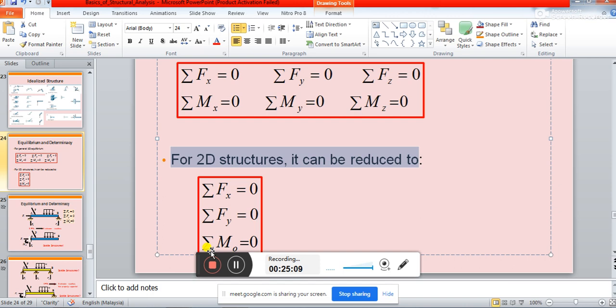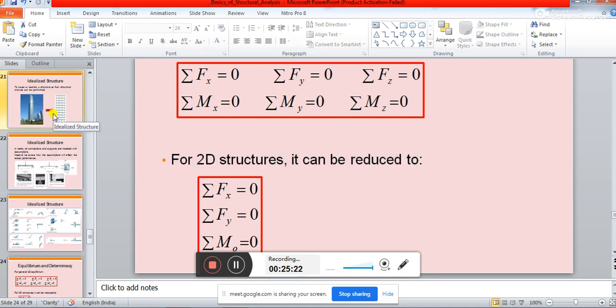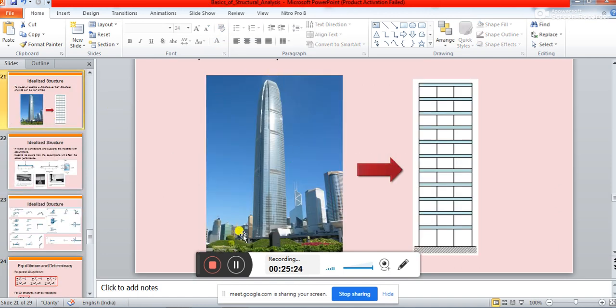So, in many cases structures are simplified and idealized as two-dimensional structures. That is what I have shown you here. In this case, this is a very big building. This cannot be a two-dimensional structure, this is obviously three-dimensional, right? So, every structure is a three-dimensional structure, but what we are doing is making it simplified into this kind of frames.